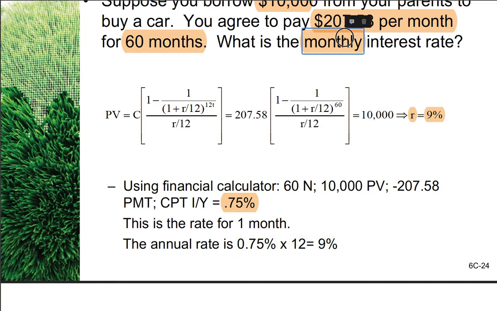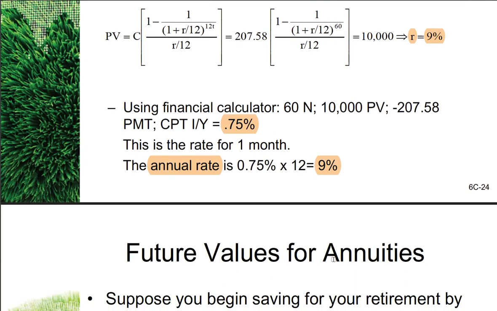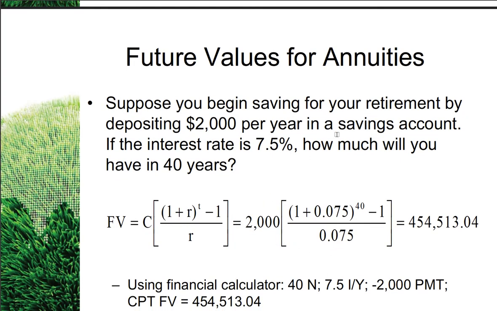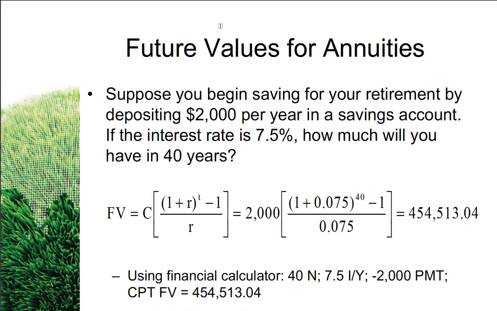But if the answer is an annual rate, so what should you answer? It is 9%. Alright? Okay. Now we will see the future value. Previously is different. Okay. So suppose you begin saving for your retirement, depositing 2,000 per year.